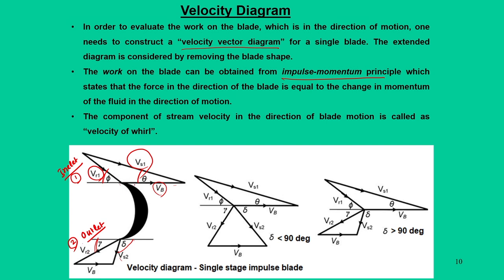Then you try to put them in a single plot, or merge them. There could be two possibilities. One is that delta can be less than 90 degrees, or delta can be greater than 90 degrees. Ideally, when you analyze these velocity triangles, we will come back to the significance of these two things. Mainly, this delta value will determine whether your work output will be maximum or not. So, with this information of theta, gamma, phi and delta, we need to create the shape of the blade in such a way that maximizes the work output or work done by the blade. So, how do you do that?